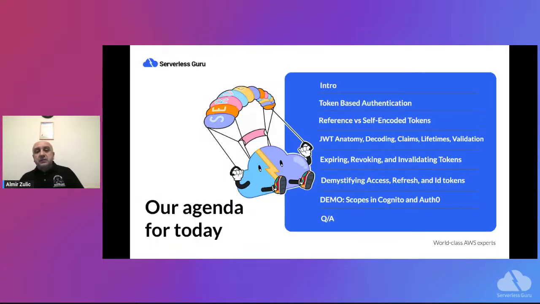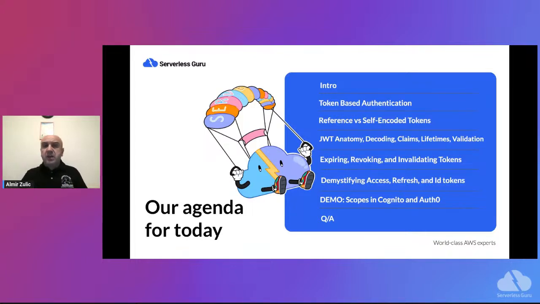So let's get started with our agenda today. We had a little bit of introduction of what this webinar is all about, and we are going to talk a little bit about the token-based authentication, just to remind ourselves on the first webinar, because this is important for what is coming next. We are going to deep dive into the reference and the self-encoded tokens, what they are, how can you use it, what's the purpose of it, which one is better for you, and then we're going to deep dive into the JWT tokens. We are going to talk about the anatomy, decoding. We're going to talk about claims, lifetimes, validation.